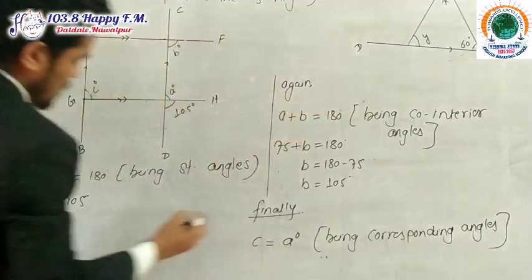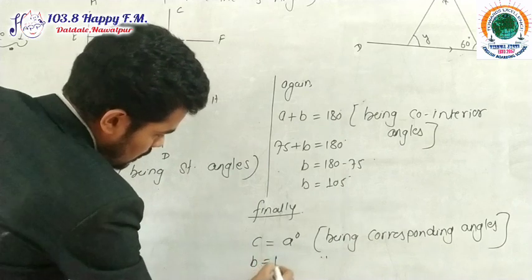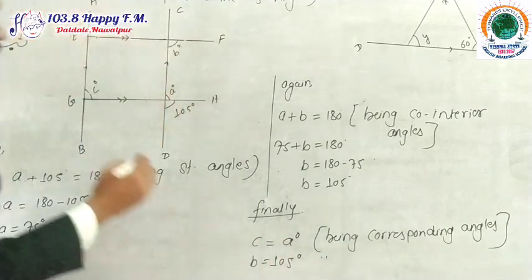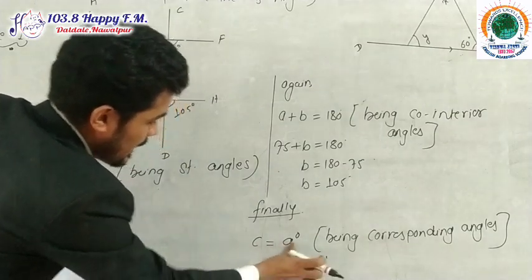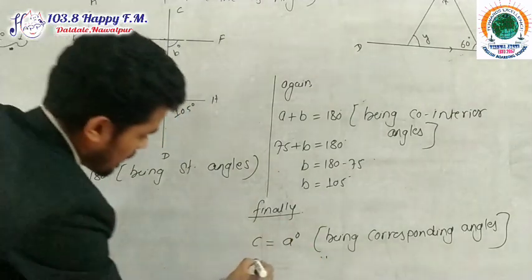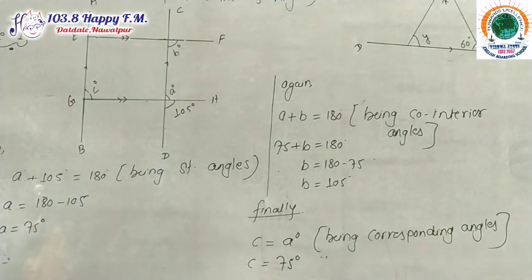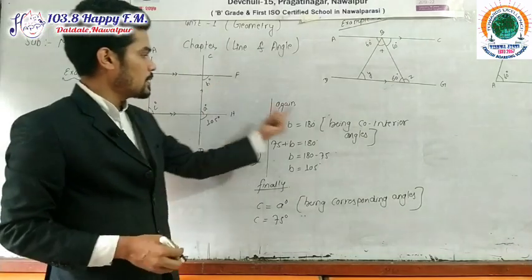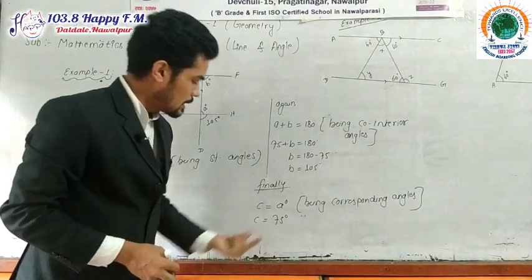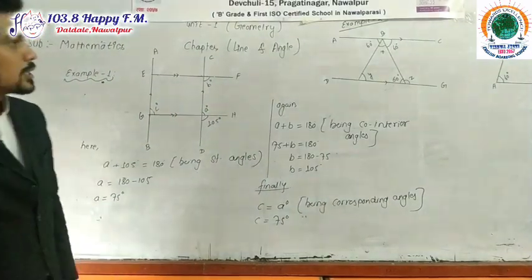The value of B we already know is 105 degrees. Since C and A are equal and A is 75 degrees, C is also 75 degrees. This is how we find the values of A, B and C. A and 105 being straight angles, their sum is 180. A and B being co-interior angles, their sum is 180. And C and A being corresponding angles, their values are equal.